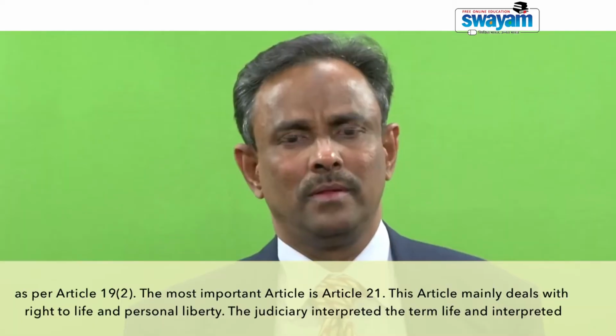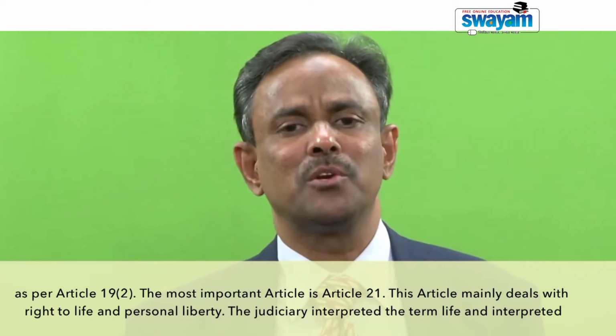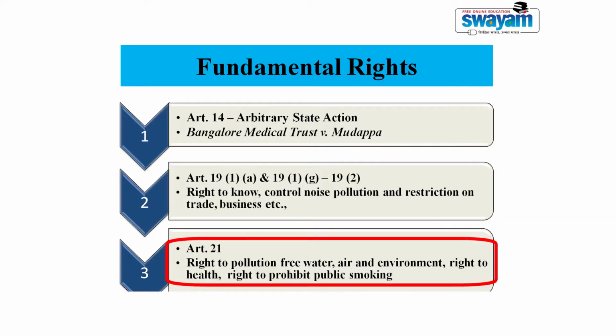The most important article is Article 21. This article mainly deals with right to life and personal liberty. The judiciary interpreted the term life and added many areas which deal with environment and environmental protection. So this article was interpreted and the court held that the right to live in pollution free water and air is one of the most important rights under Article 21, that is the right to live. Besides this, the right to health is also incorporated under Article 21.